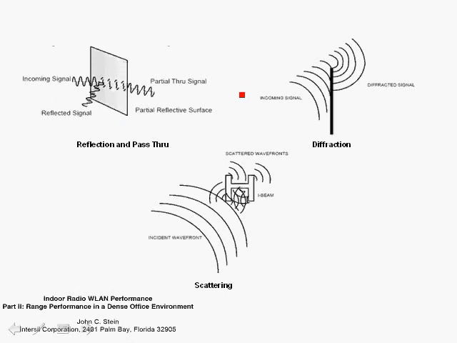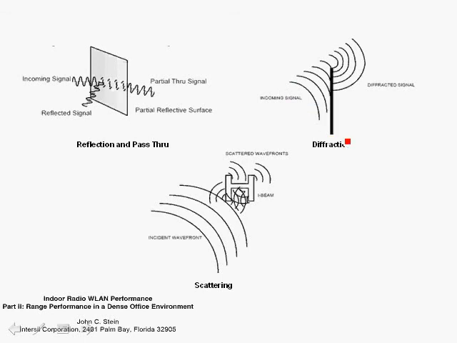In this diagram, we illustrate three scenarios. One is reflection and pass-through, which is what we've been talking about mainly. You have a signal which may be incident, for example, on a wall, and it is reflected back. And it's this reflection that ends up as multipath. You also have the signal penetrating the wall, so you have a pass-through signal, which would exhibit some attenuation.